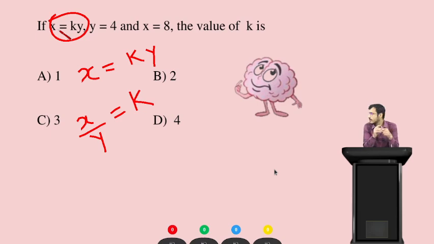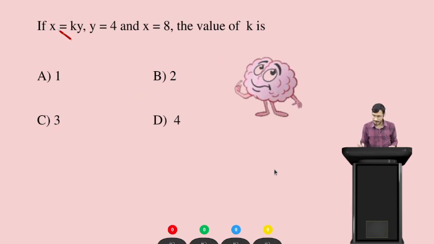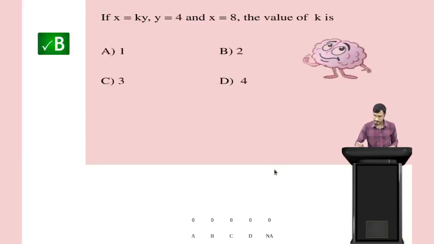Now the value of k: put the value of y and x here. y is 4, x is 8, so 8 by 4, that is 2, so k is equal to 2 here. So option B is the right answer. That is the condition of direct proportion.